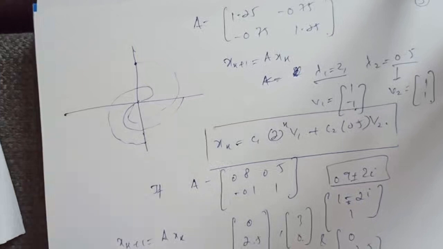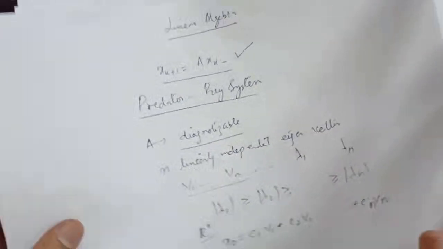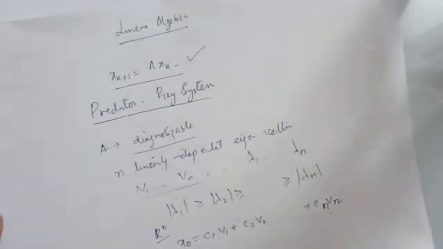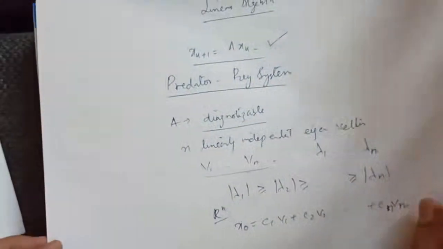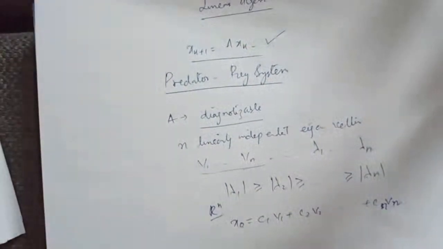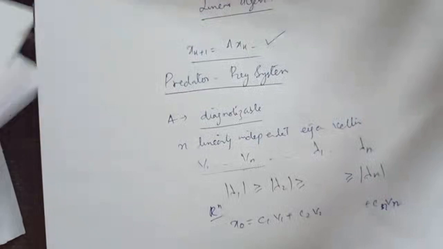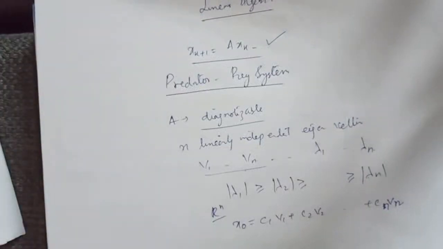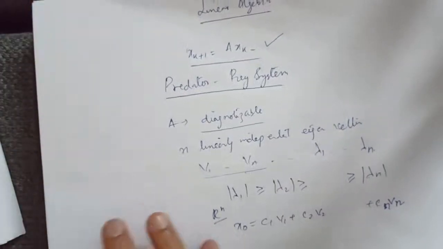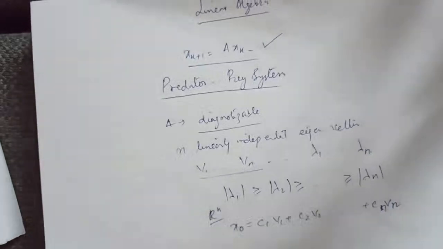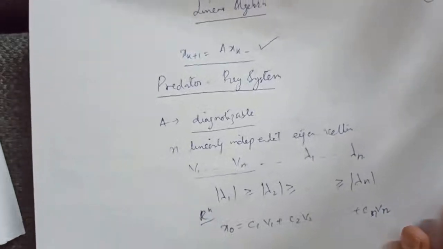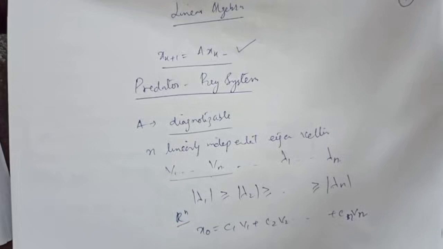So in this lecture we have seen how eigenvalues and eigenvectors can be used to study the steady state behavior of a dynamical system, and how eigenvalues can be used to see the trajectory of the states that we are going to have in a dynamical system. Thank you.